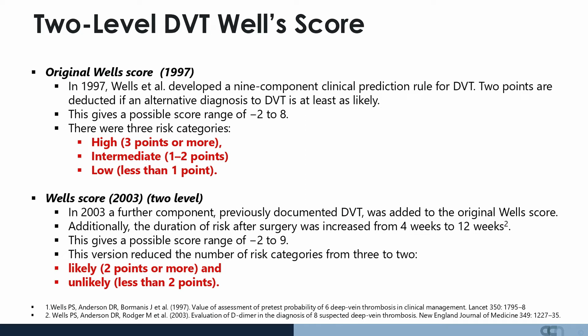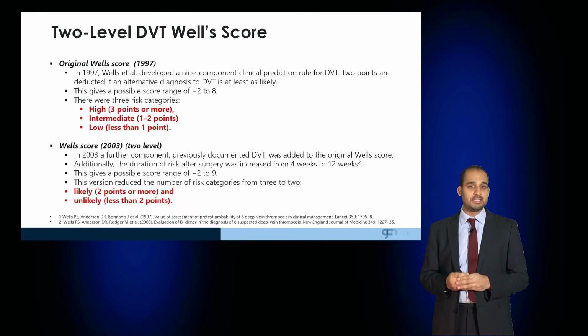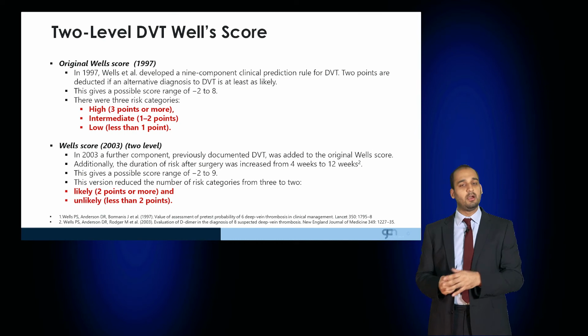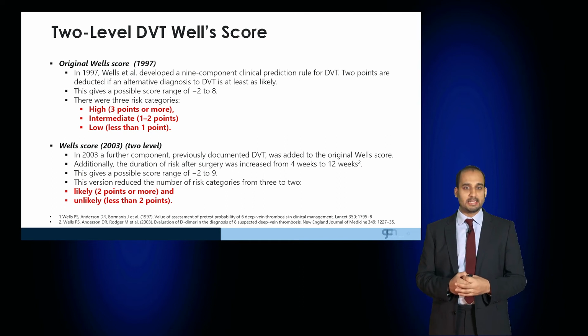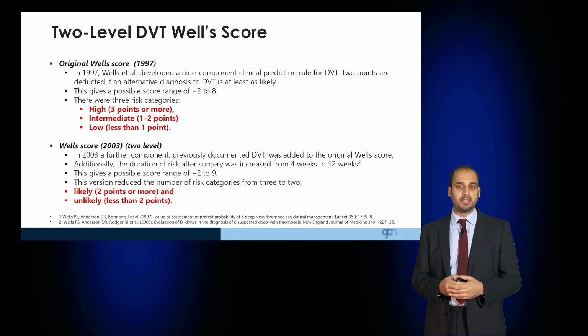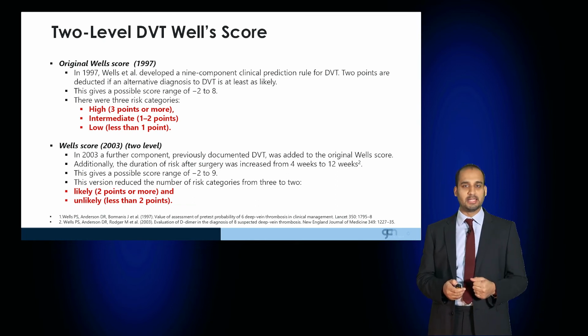revised this score, and this was because clinicians were essentially following uniform pathways with high risk and low risk patients, but there was heterogeneity with management of the intermediate population. The 2003 revision led to dichotomizing patients as either likely to have DVT or unlikely, depending on whether they had 2 points or more. An additional category was added of risk post-surgery from 4 weeks to 12 weeks, giving a possible score of -2 to 9.